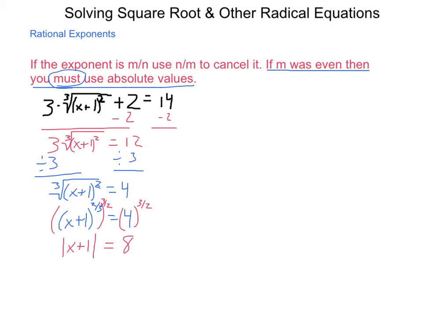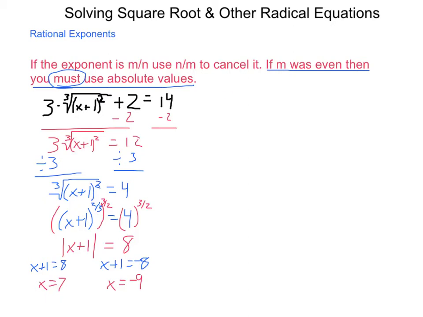Absolute value of x plus 1 equals 8. So I'm going to make two equations: x plus 1 equals 8 or x plus 1 equals negative 8. Solving, I subtract 1 on the left, I get x equals 7. Subtracting 1 on the right, I get x equals negative 9. And now, I need to go through the process of checking both of them.